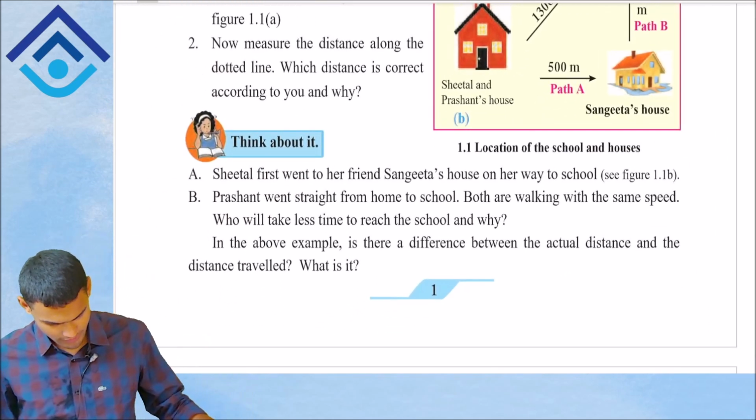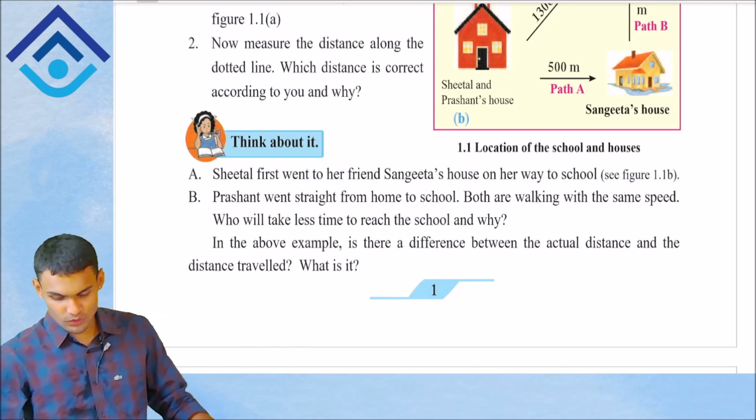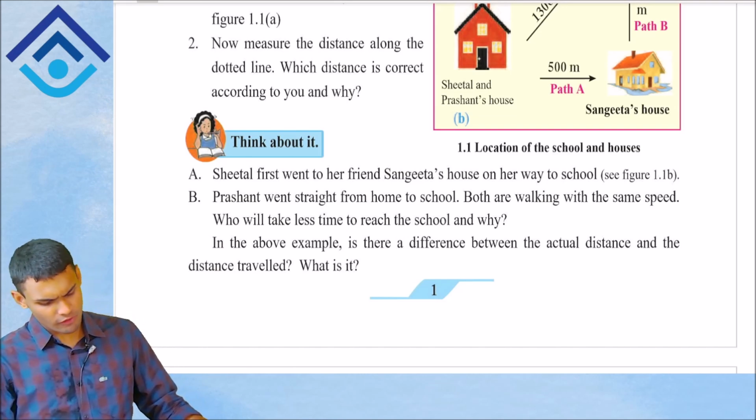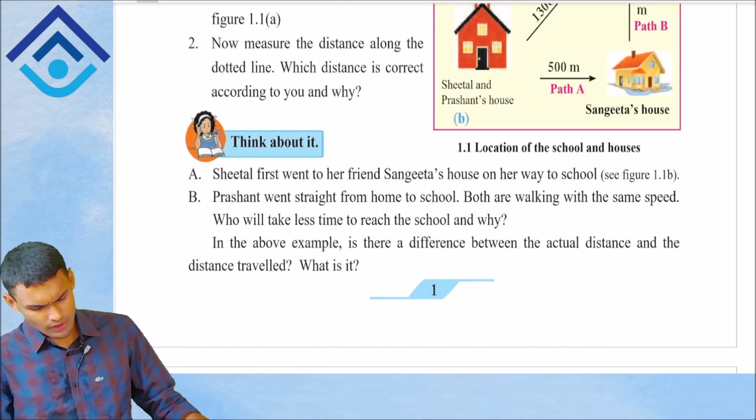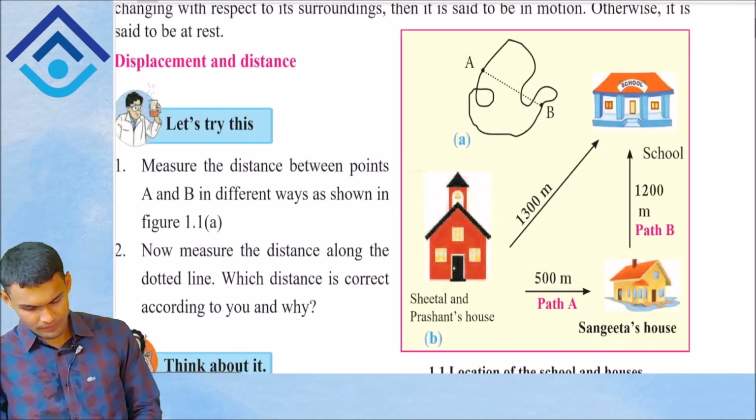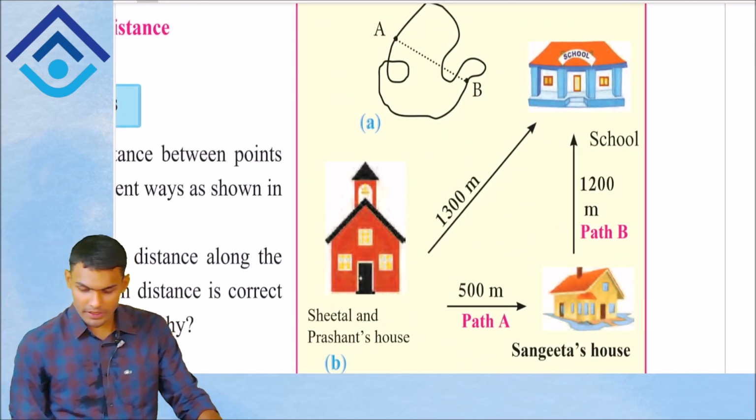Similarly, you can see Prashant went straight. Prashant obviously has no friend, poor guy. He travels straight and goes to the school. Both are walking with the same speed. Who will take less time to reach the school? In the above example, is there any difference in the actual distance? Now let's talk about this. 1300 meter comparatively to the path taken.